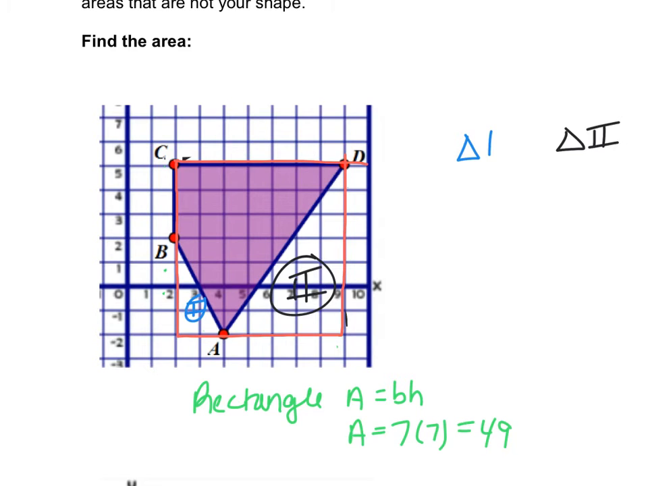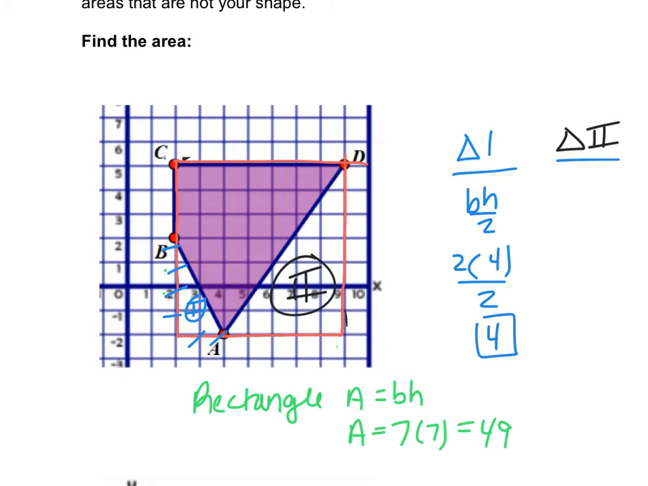So let's find it. We know the area formula for a triangle is base times height over 2. The base of this blue triangle is 1, 2. My height is 1, 2, 3, 4, over 2. 2 times 4 is 8, and divided by 2 is 4.